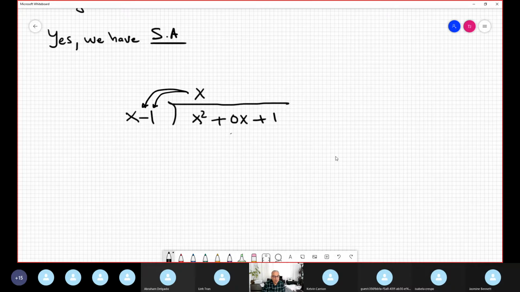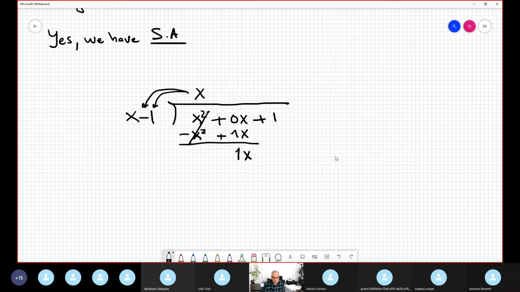Give me exactly the same as this. x times x is x squared. And this is minus x. Minus 1x, no? By subtracting, you change the sign. Is it cancelled? And it's a 1x.